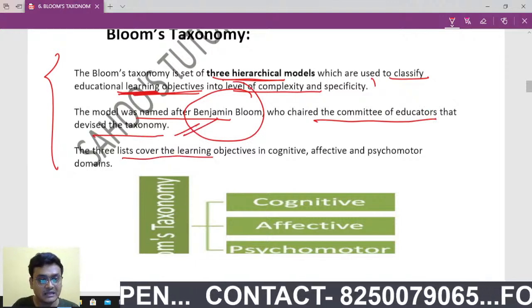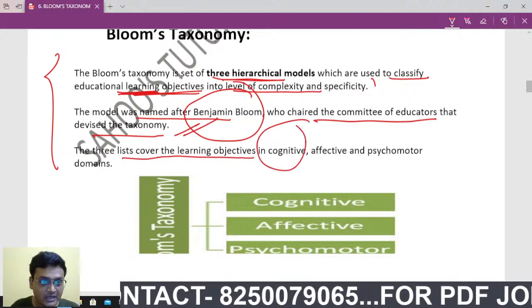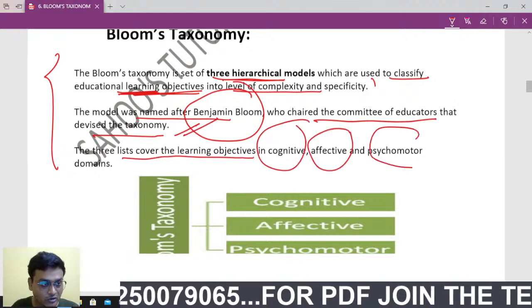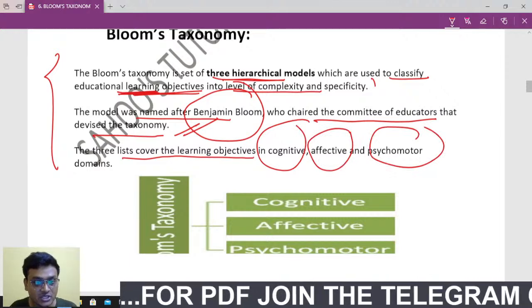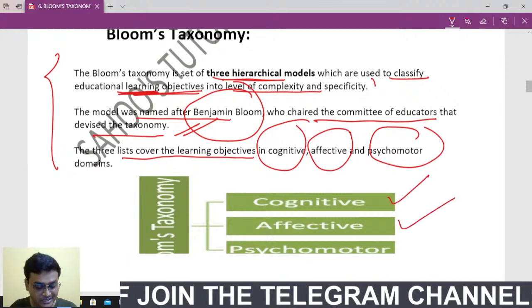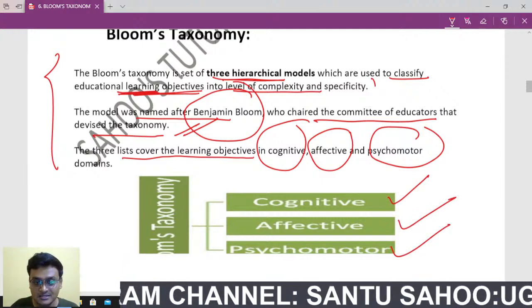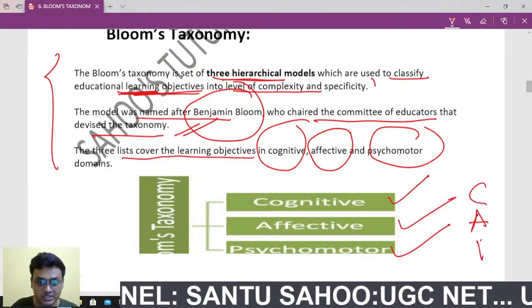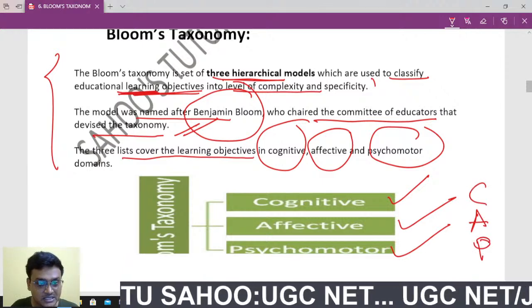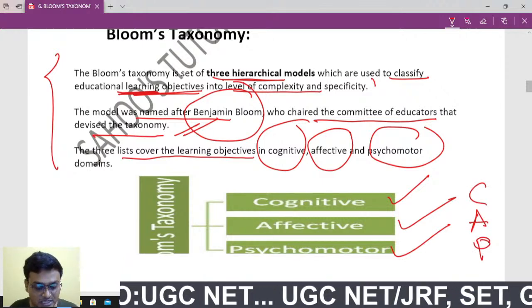The three lists cover the learning objectives: cognitive, affective, and psychomotor domains. In short, you can write it down as CAP. C stands for cognitive, A stands for affective, and P stands for psychomotor.